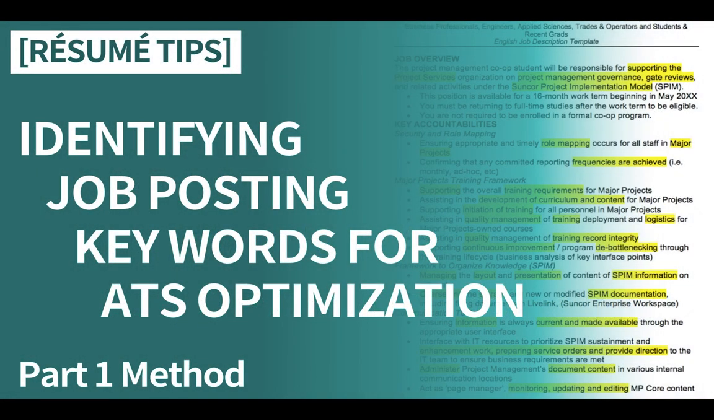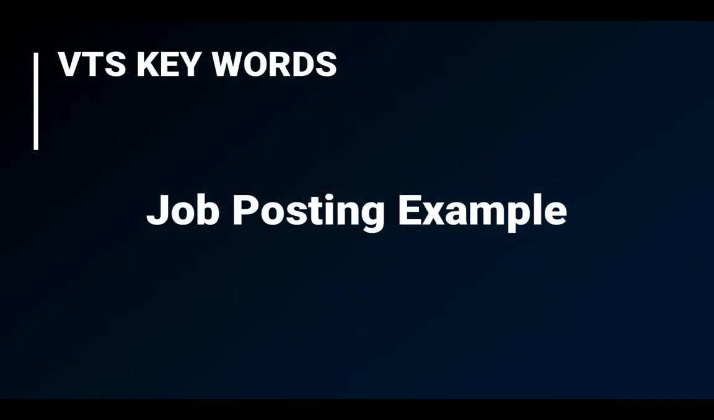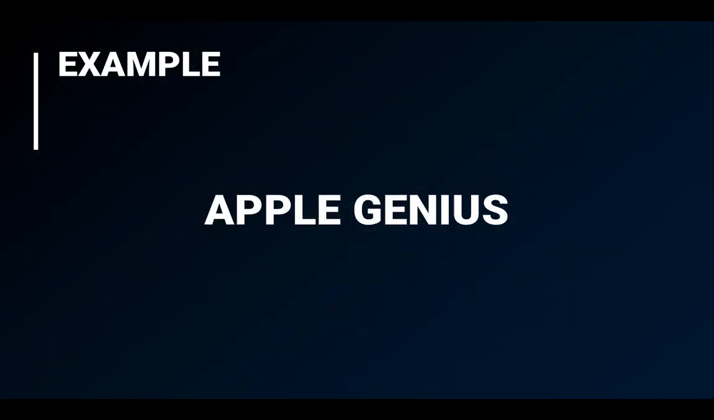If you want to know what was covered in part 1, I discussed a method of how to do this, so you can go take a look at that. So let's take a look at this in detail with an actual job posting example. I chose Apple's Genius position. Seems like it's a pretty entry-level position that anyone can take a look at and tackle.